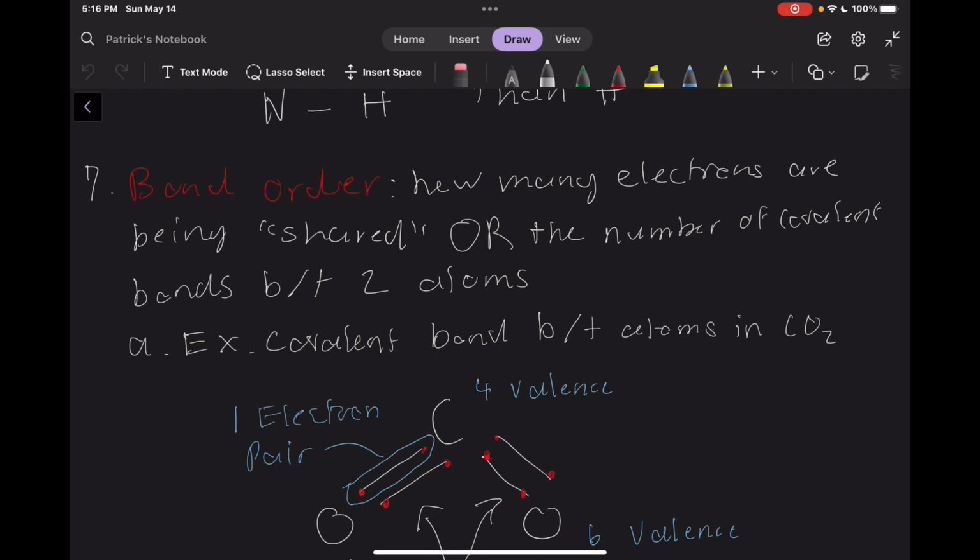This is where we get the concept of bond order. Bond order is simply a measure of how many electrons are being quote-unquote shared between two atoms. Another way of saying this is that it represents the number of covalent bonds that have formed between two atoms. That's all bond order is at the end of the day. Let's look at an example of this.